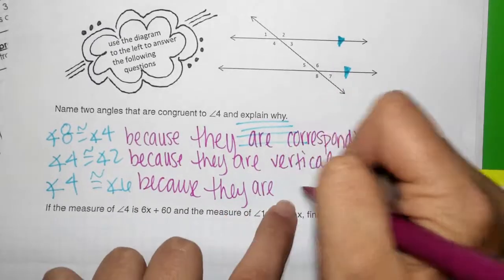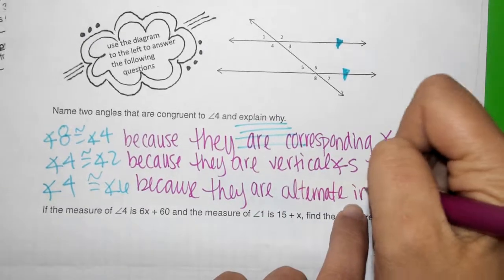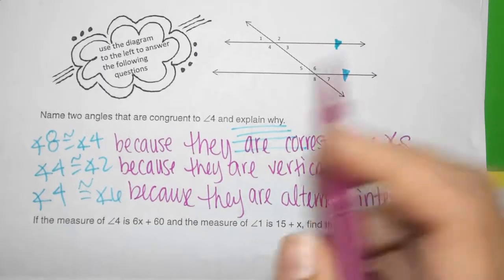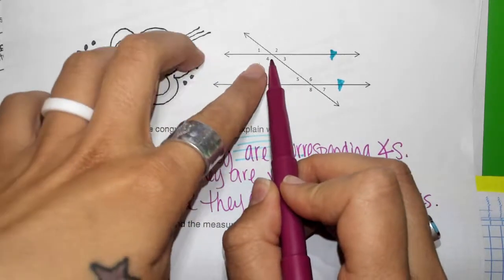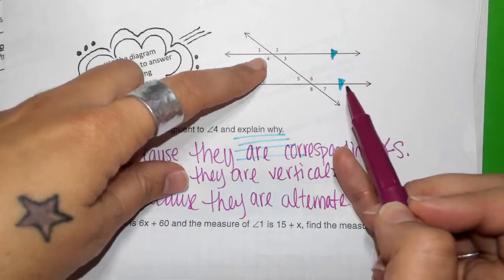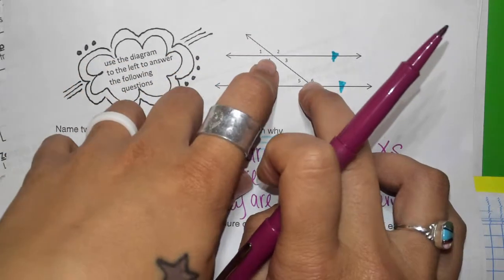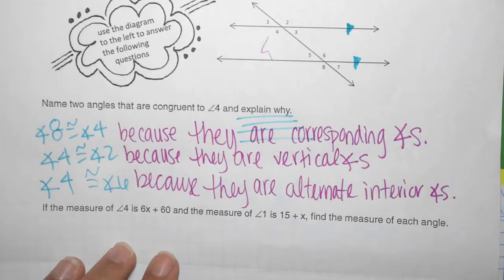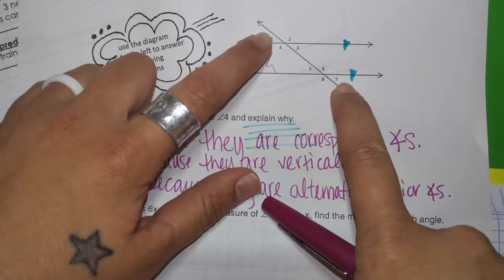Because they are alternate interior angles. Do you see how 4 and 6 are on the inside of the parallel lines? So since they're inside, that means they're interior. And they're on opposite sides of the transversal, so that's alternate. Now, what about exterior? That would be 1 and 7, because they're on the outside, exterior.